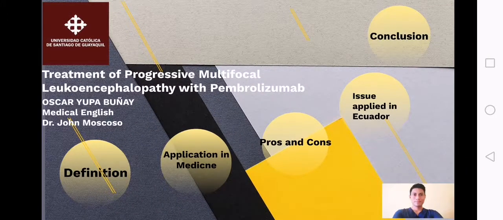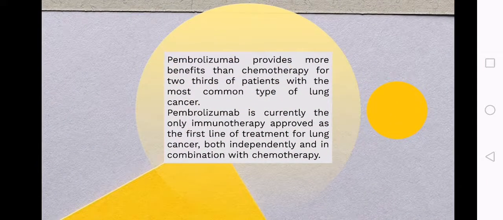Pseudoplate in Ecuador. Pembrolizumab provides more benefits than chemotherapy for 2/3 of patients with the most common type of lung cancer. Pembrolizumab is currently the only immunotherapy approved as the first line of treatment for lung cancer, both independently and in combination with chemotherapy.